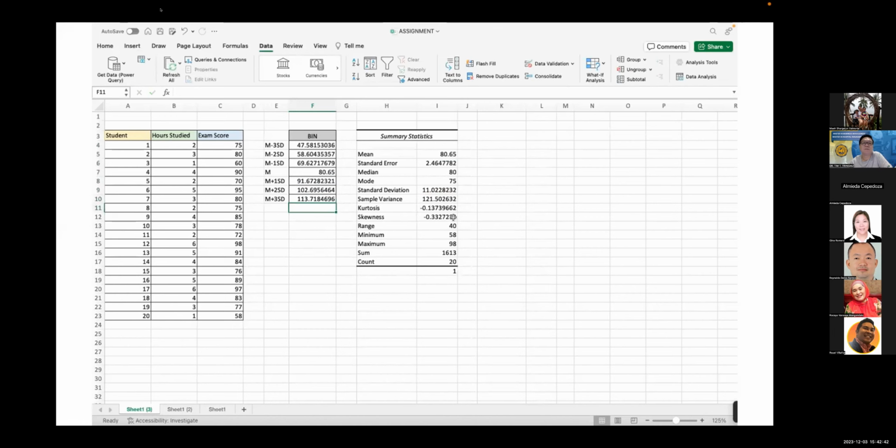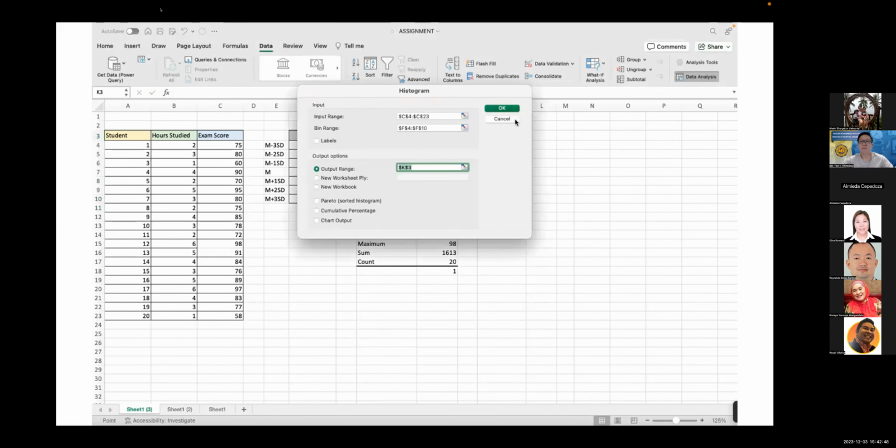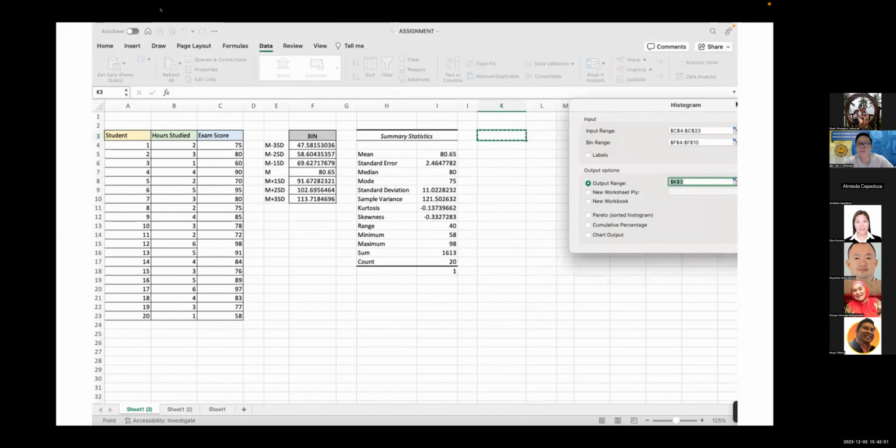Third step is to create our histogram. So we click the data analysis icon, then histogram. So we click the input range, which are the exam scores, and the mean range.